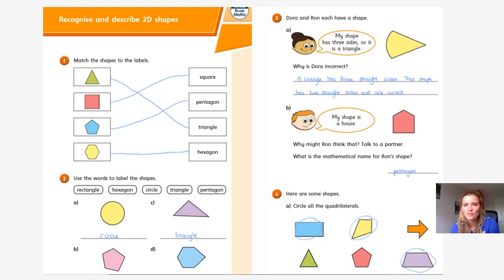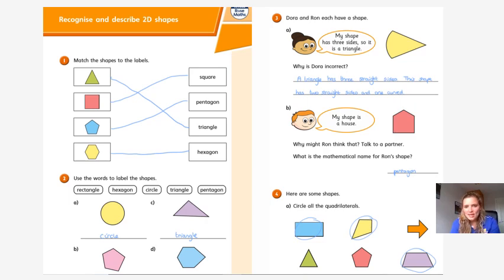For number 3, Dora and Ron each have a shape. Dora says, my shape has 3 sides, so it is a triangle. Why is Dora incorrect? Well, a triangle has got 3 sides, she isn't wrong with that. However, a triangle has 3 straight sides, whereas this one looks more like a cone because it's got 2 straight sides and 1 curved side.